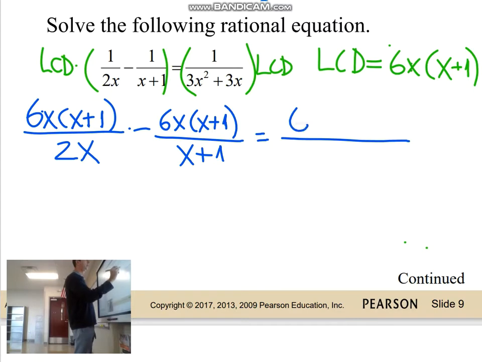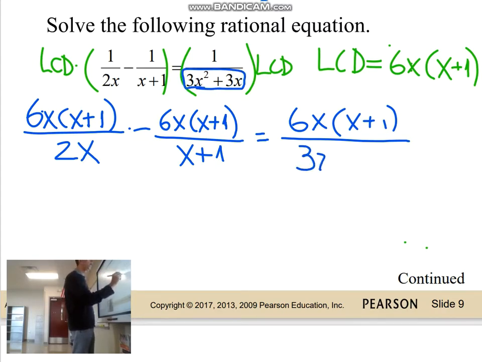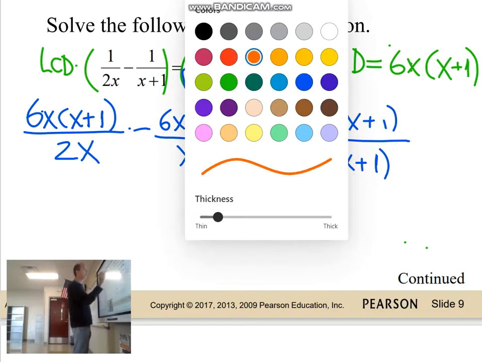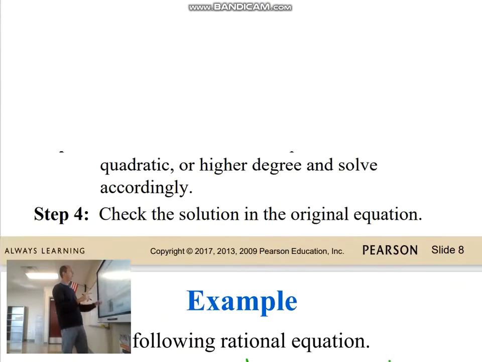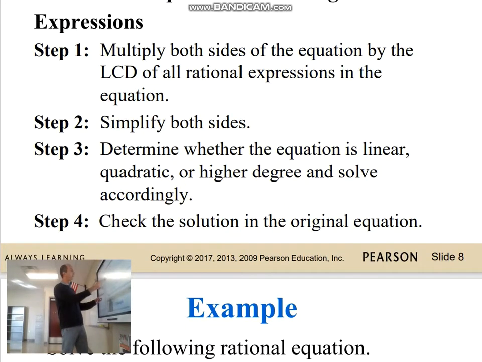So 6x times x plus 1 over what? Over, and let's factor it out just to make sure we understand what we're doing, 3x times x plus 1. Nice. Next step, cancel or simplify everything that you can. Step number 2, simplify both sides.